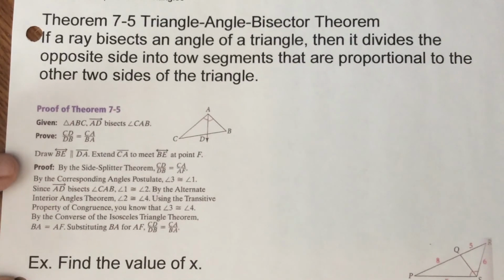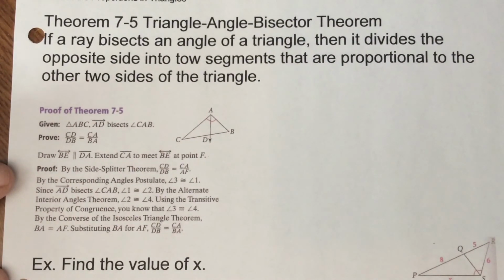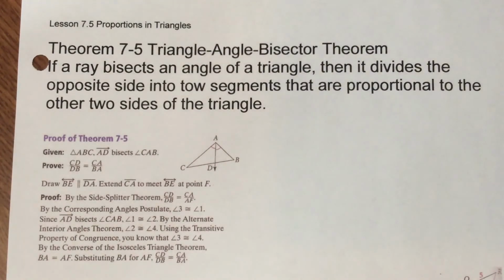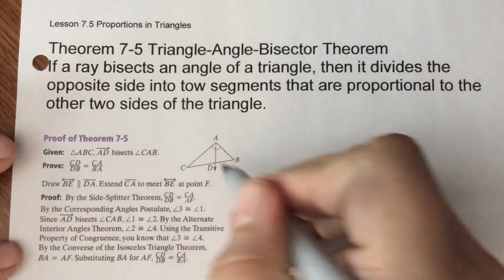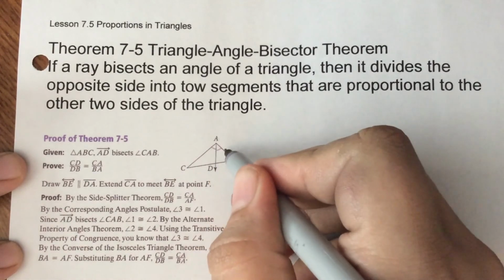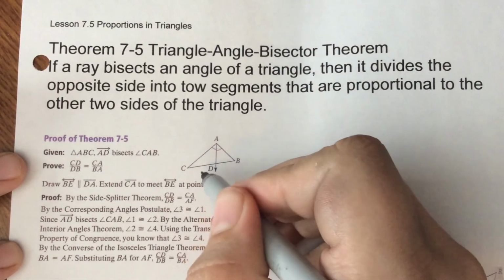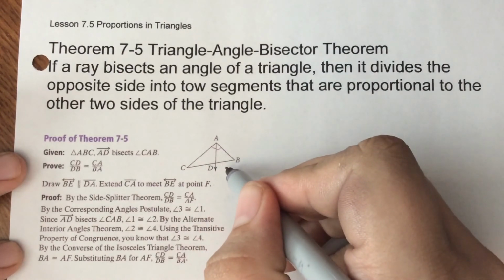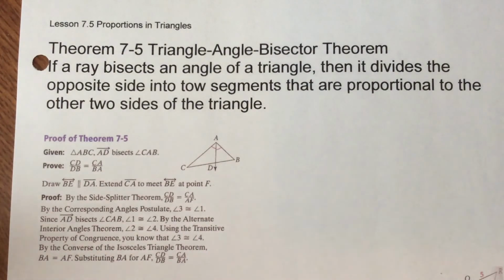We have one more theorem in this chapter. Theorem 7.5, the triangle angle bisector theorem. If a ray bisects an angle of a triangle, then it divides the opposite side into two segments that are proportional to the other two sides of the triangle. Again, I'm just going to give you the proof. You can read through it and see how it flows. Basically, as long as this angle is bisected, this side over this side would match up with this side over this side. They're going to be that same proportion.